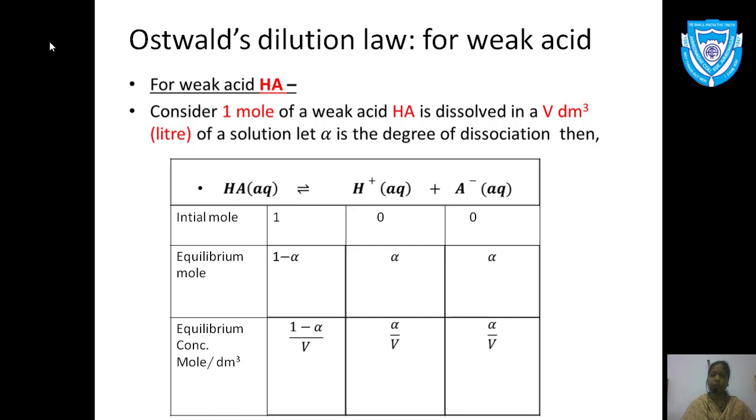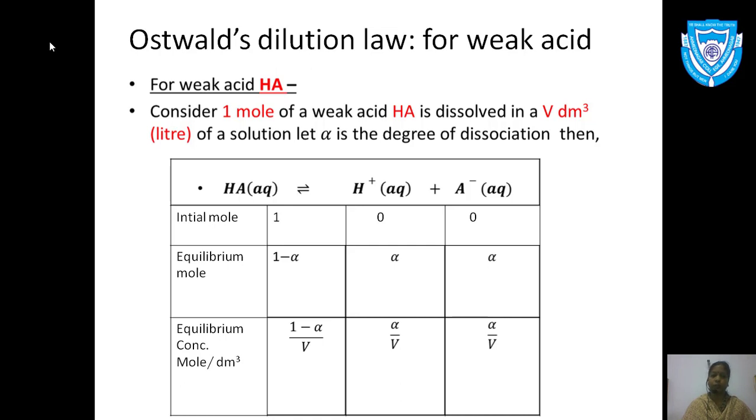Now if alpha is the degree of dissociation, that means alpha moles are undergoing dissociation. Hence at equilibrium, the number of moles of H plus will be alpha, the number of moles of A minus becomes alpha, and the number of moles of HA becomes 1 minus alpha at equilibrium. This is important, because alpha moles are undergoing dissociation.